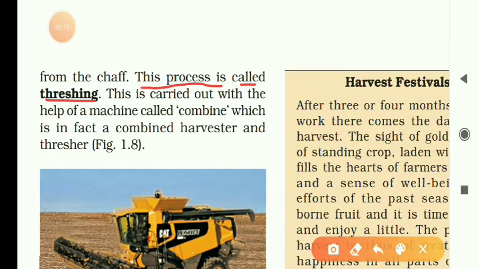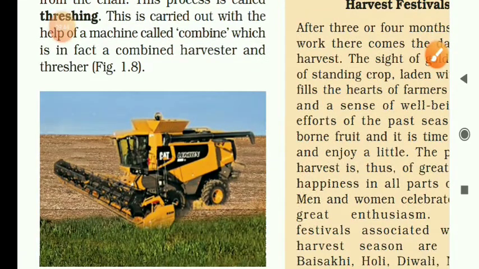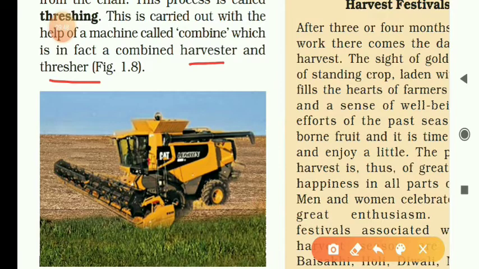What is threshing? What do you mean by threshing? The separation of the grain from the chaff is called threshing. And this is carried out with the help of the machine called combine, which is in fact a combine harvester and thresher. This is a modern machine. In this, both harvester as well as thresher will be there.